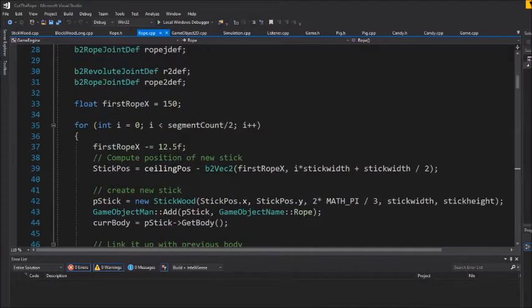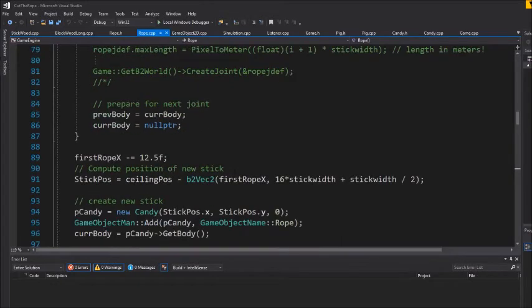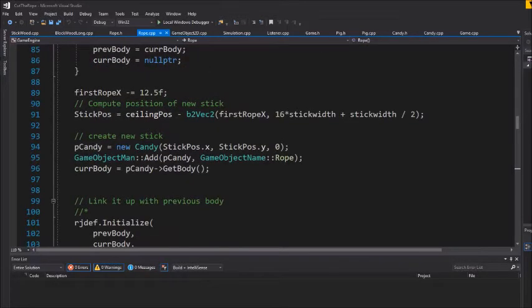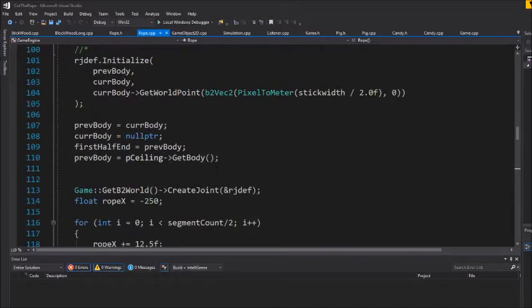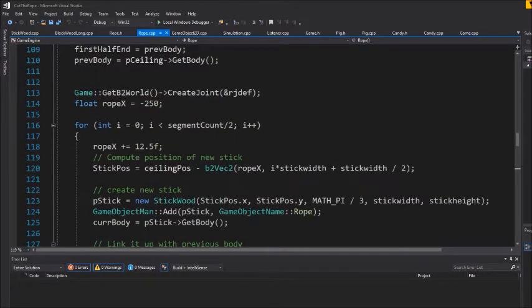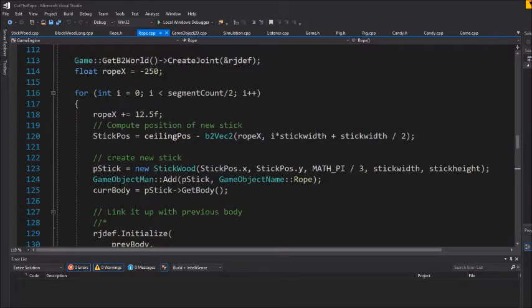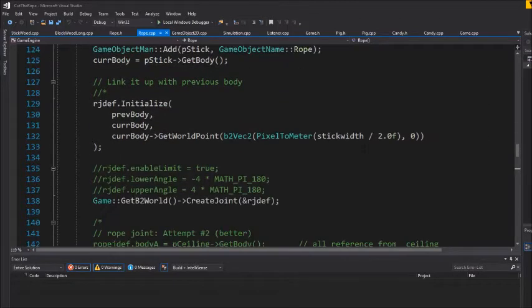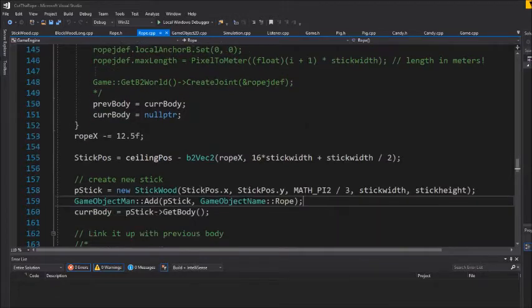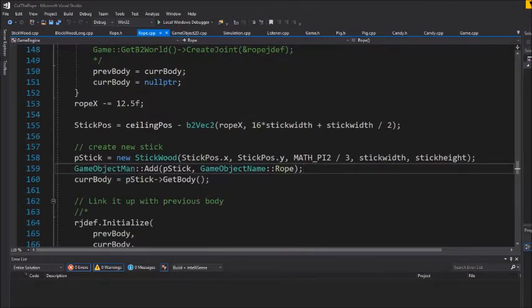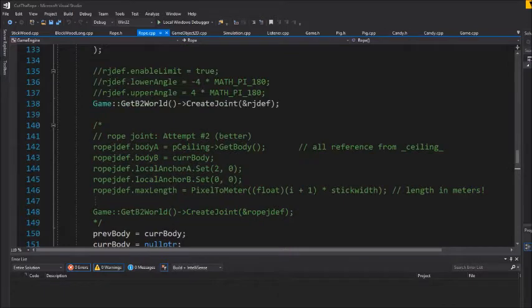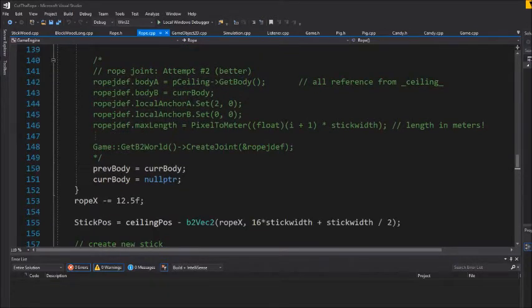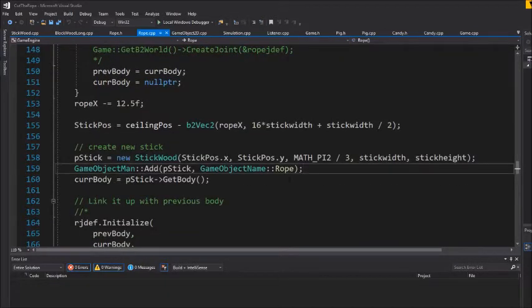So anyway, I made the first half of the rope, came out of the loop, created the candy object, and put that on the rope. Then I made the second half of the rope using much of the same logic, just different numbers offset to the right, and used Math.PI over 3 since we were going at the opposite angle. Created that, and then stuck the bottom of that second rope to the candy. So now we've basically got one big long rope.